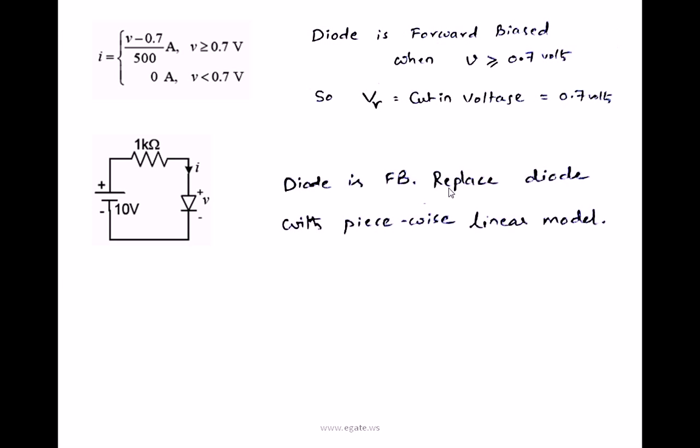Whenever the diode is forward biased, while calculating parameters we need to replace the diode with an equivalent model. From the equation, we can say that the diode is going to be replaced with the piecewise linear model. In the piecewise linear model, the diode consists of a voltage source, that is the threshold or cut-in voltage, along with a forward resistance. So the diode consists of two parameters: one is the cut-in voltage, the other is the forward resistance.